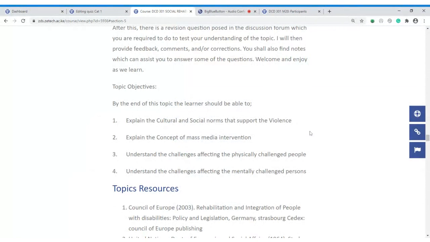One, we need to explain the cultural and social norms that support violence. We need to explain what the norms are. What do people do to cause them to be prone to violence? Number two, how does mass media help in intervening against violence and social deviations? What are the challenges faced by people who are living with disabilities and mentally challenged people? So we are going to be discussing those four briefly.